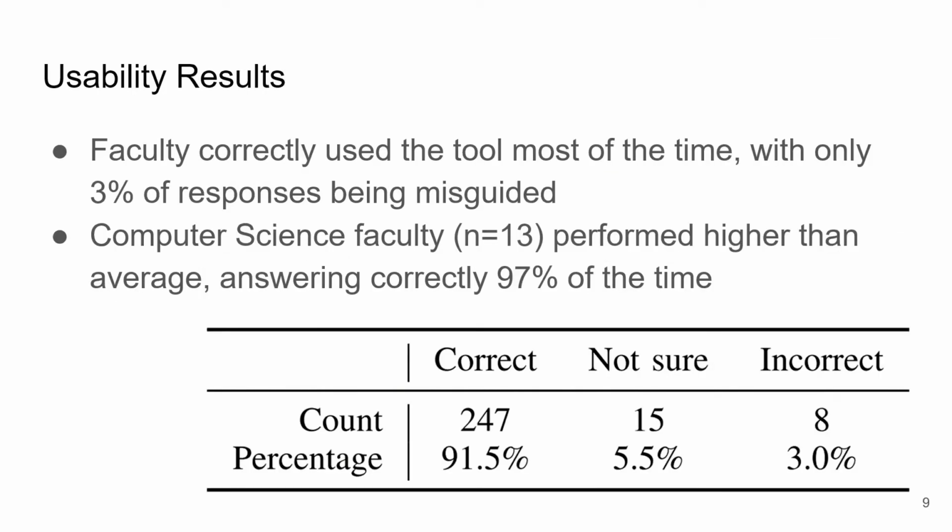Our results from the multiple-choice questions were very promising, with 91.5% of the responses being correct. Each multiple-choice question included an I don't know or I'm not sure option, which constituted 5.5% of the responses. So only 3% of the responses were on truly incorrect answers that represented some misinterpretation of the tool.